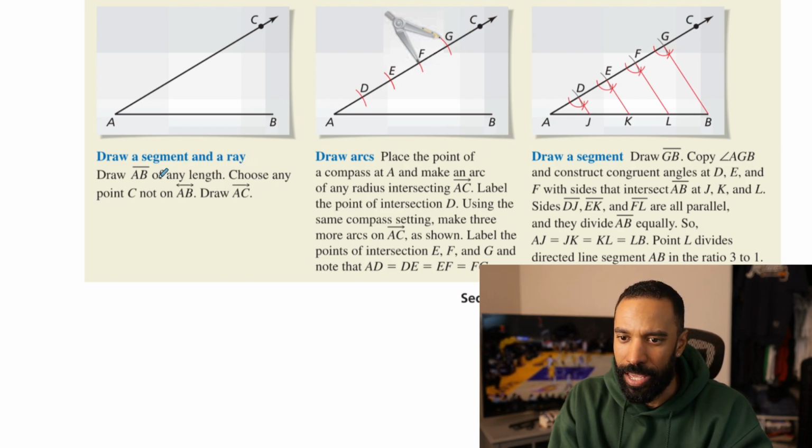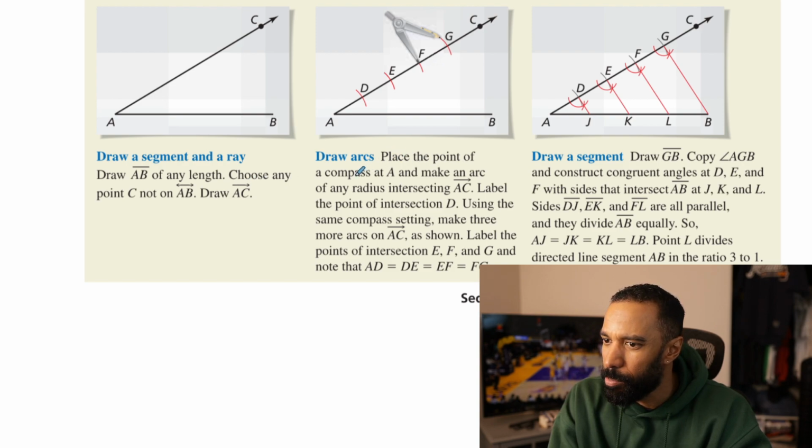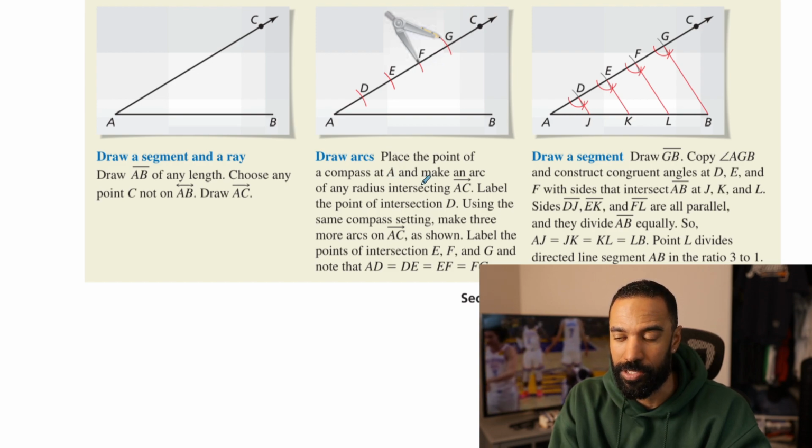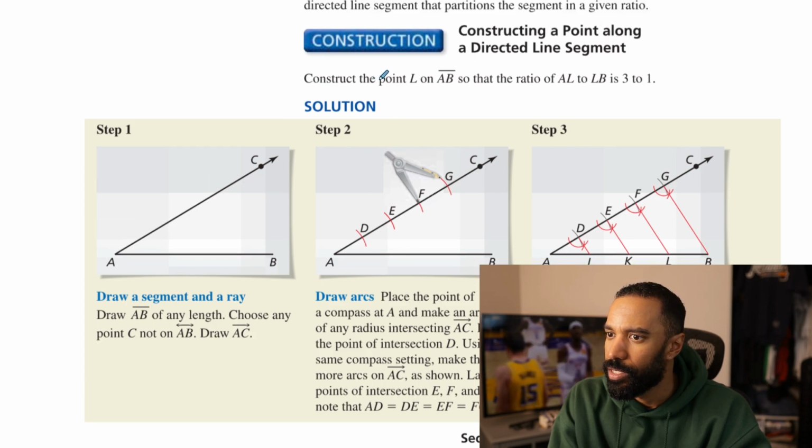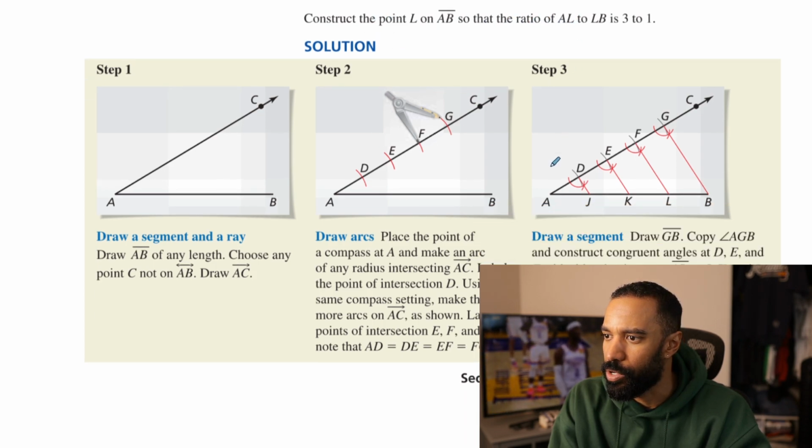Draw ray AC of any length. Choose any point on AC. Place the point of a compass at A and make an arc of any radius intersecting AC. Of any radius, I see. Label the point of intersection D. Wait, what are we doing? Construct the point L so the ratio is 3:1.